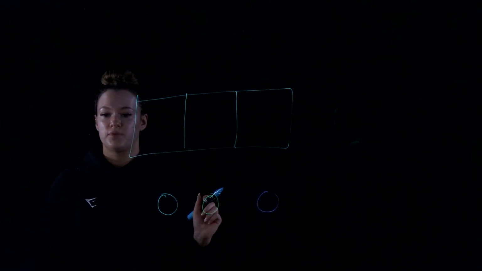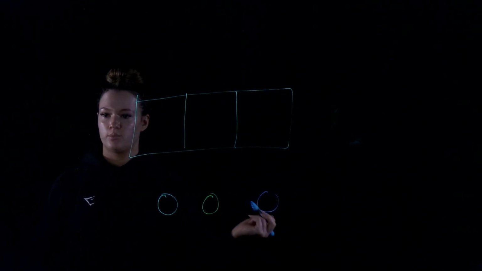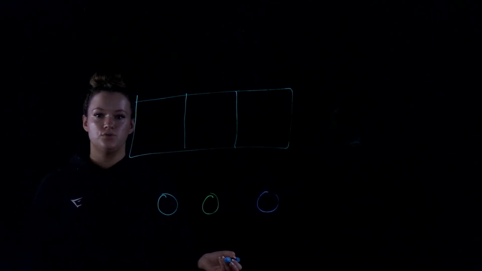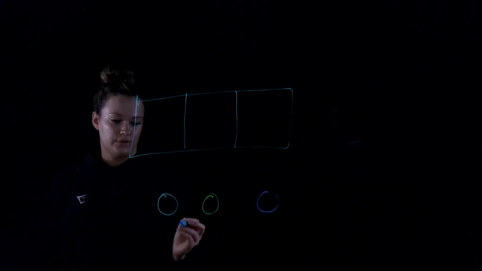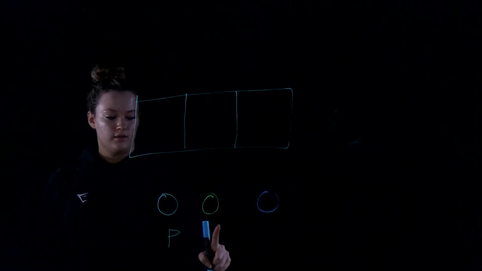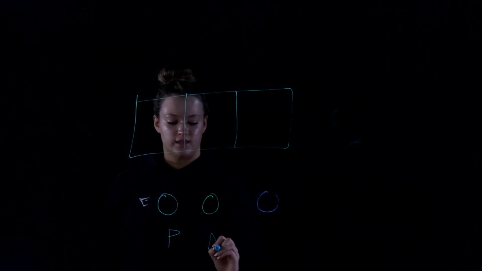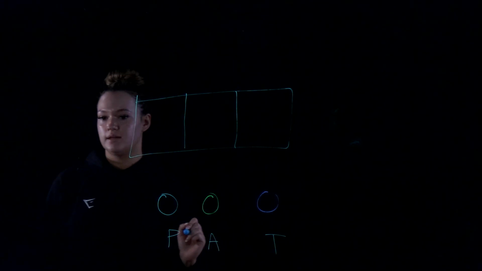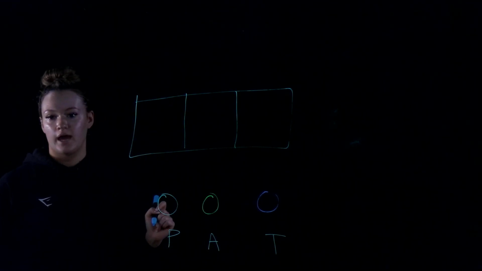Each tile is going to represent a letter from one of our sight words. And remember, each letter represents a sound, so each tile is going to represent its own sound. So say we're using the word pat. So this tile will be represented as the letter P. This one will be represented as the letter A. And then this one will be represented as the letter T. So we have pat.